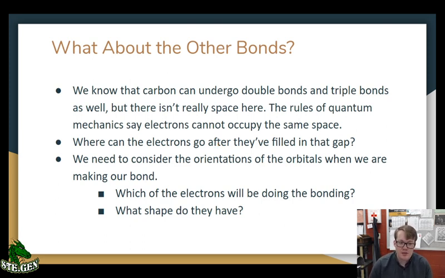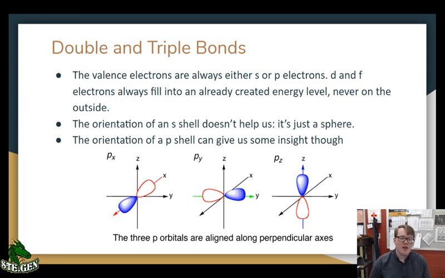So if they can't go in that middle, in that gap, we need to figure out where they're going to go. So we also need to consider the orientations of the orbitals when we're making our bond. Which of the electrons will be doing the bonding, and what shape do those electrons have? Well, the valence electrons, the outermost electrons, are always either s electrons or p electrons.